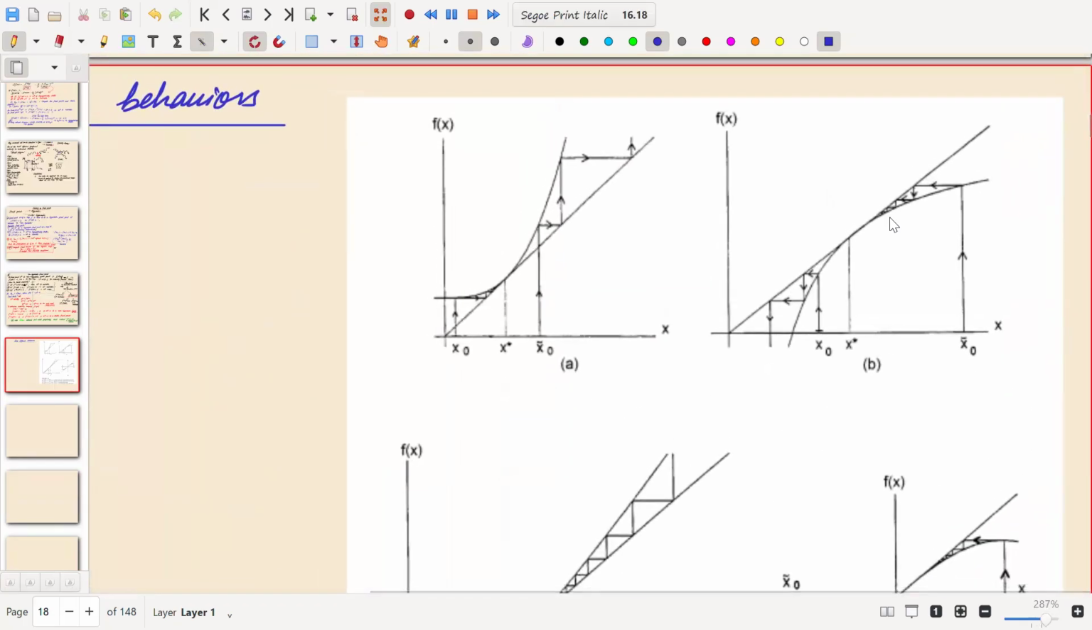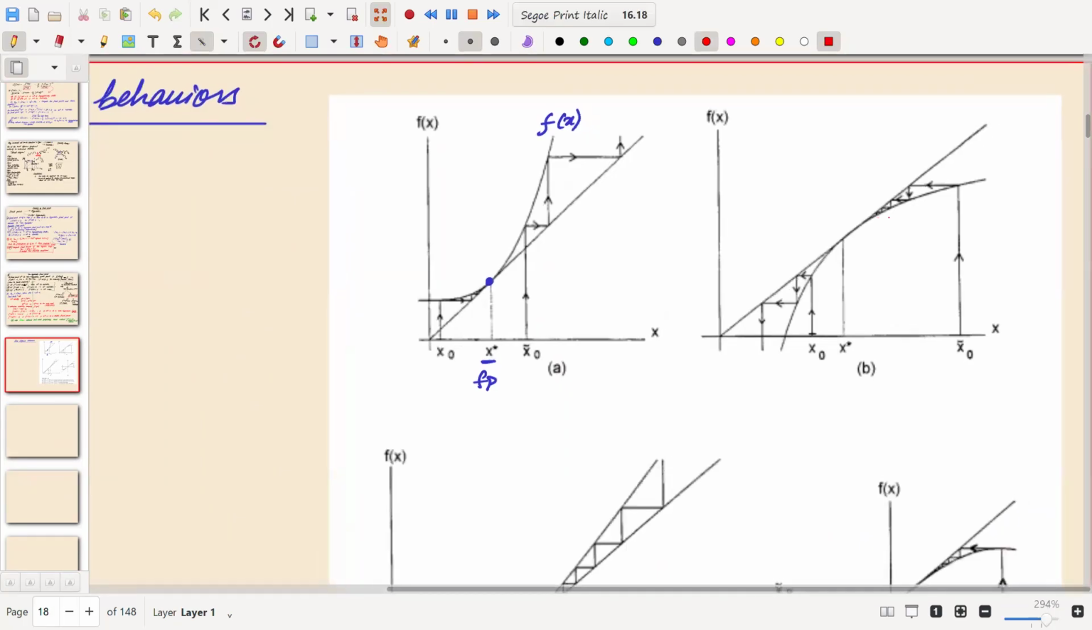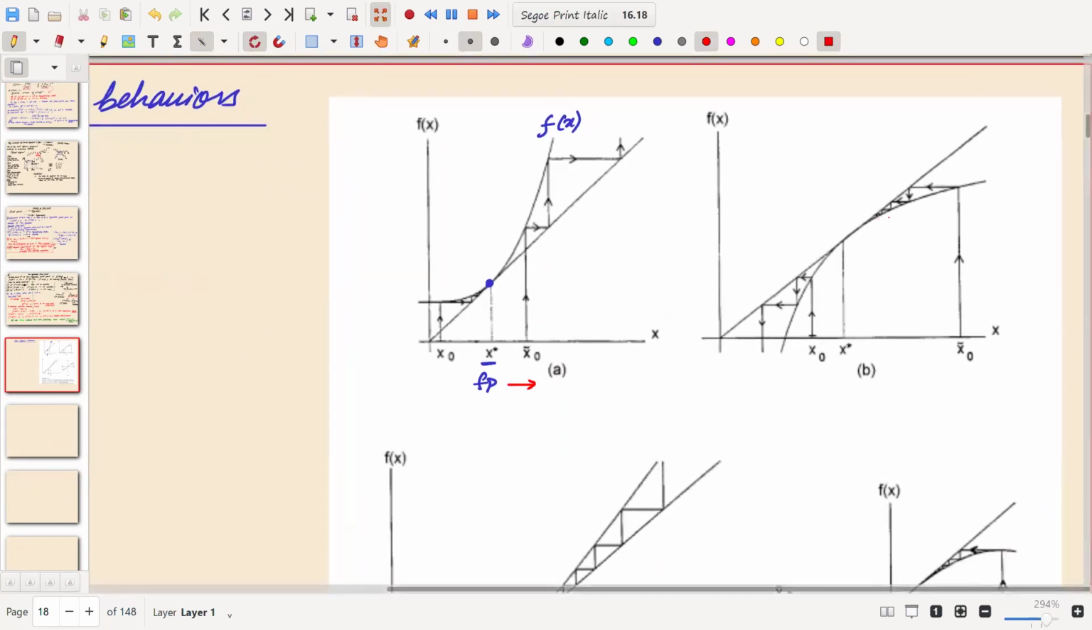Now this is the function f of x, and this is the cobweb diagram. What has happened is this is the fixed point. This is the fixed point x star. Now check very carefully what happens when you start on the right side of this fixed point.